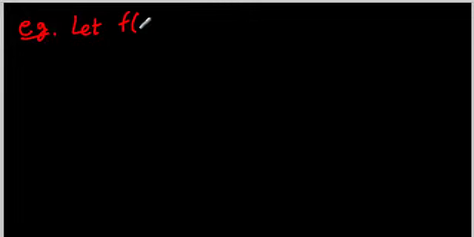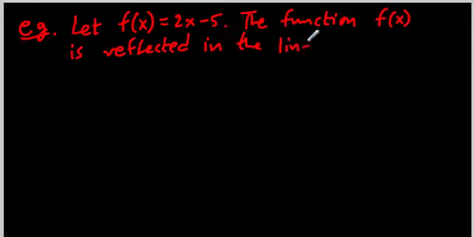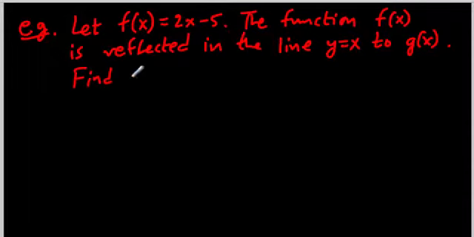So let's do an example of what we learned about inverses and how to express them. So here's the example. Let f of x equal 2x minus 5. The function f of x is reflected in the line y equals x to g of x, right? And the question says find g of x. All right? So how do we find this?